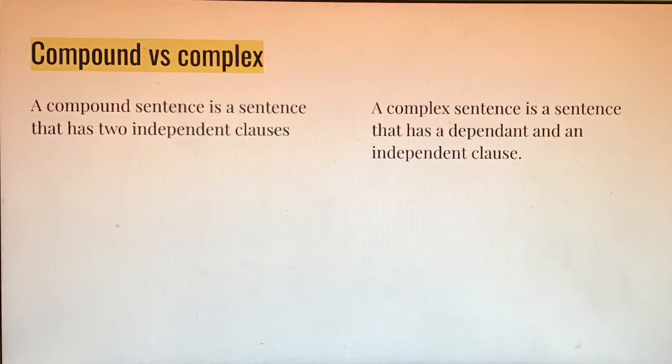Good job. A compound sentence is a sentence that has two independent clauses. A complex sentence is a sentence that has a dependent and an independent clause.